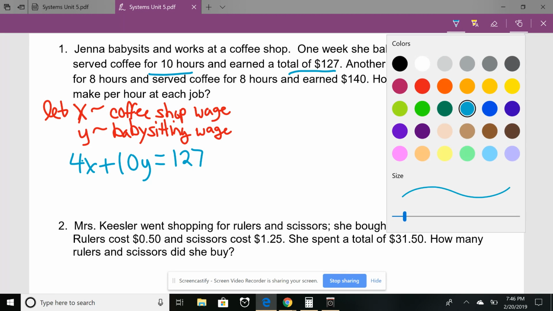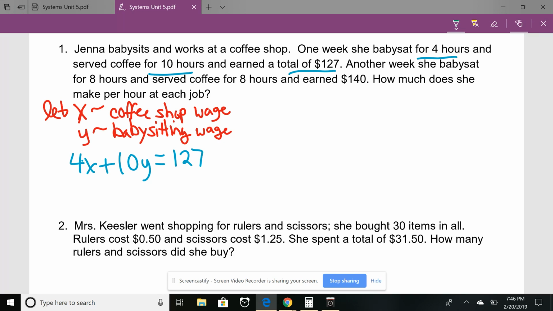And again, it's an equation in standard form, just like we've been doing before. The other equation, she babysat for 8 hours and served coffee for 8 hours. So to be careful, now we're lucky that these are both the same number, but she served coffee for 8 hours, so I'm going to use this 8 first. So we have 8x plus babysitting for 8 hours, 8y, is 140. She earned 140 for that.